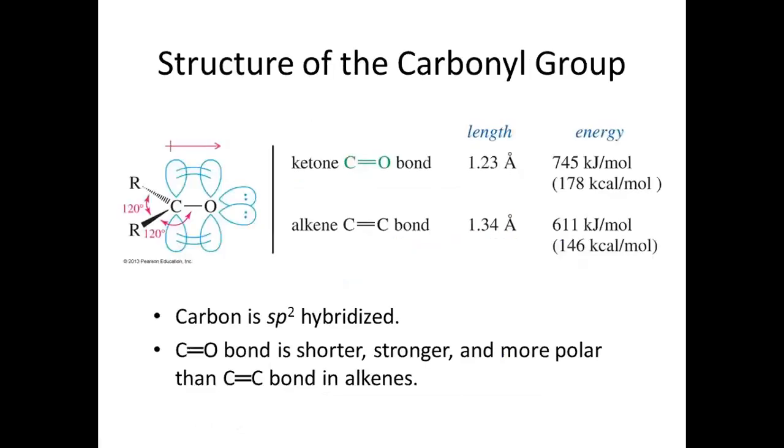So, structure of the carbonyl group. Okay, so the length, for example, of a ketone C=O is 1.23 angstrom. Right, it is shorter than the alkene, which is carbon and carbon. So carbon and oxygen will have a lower length, and the energy is higher. As compared, you can see that the carbon is sp2 hybridized and the carbon-oxygen bond is shorter, stronger, and more polar than the carbon-carbon bond in alkenes.